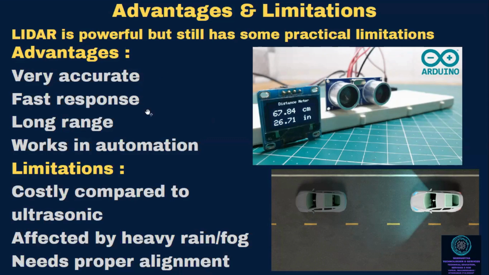Fast response, long range, works in automation. The limitations: it is costly compared to an ultrasonic sensor, it is affected by heavy rain and dense fog, and it needs proper alignment. That means it has to be properly aligned to get the correct result. In the picture below, you can see there are two cars and the LiDAR sensor is there. It will scan. If somebody is in front of you, it will automatically scan and apply the brake or slow down the vehicle. So this is about the different types of LiDAR.